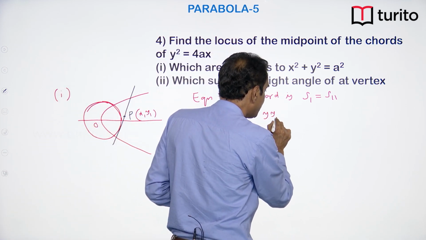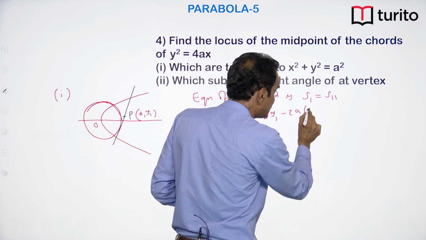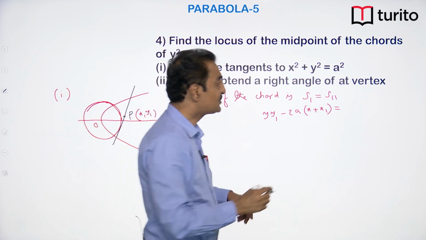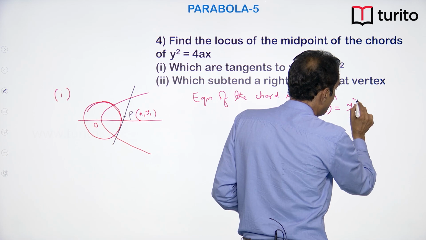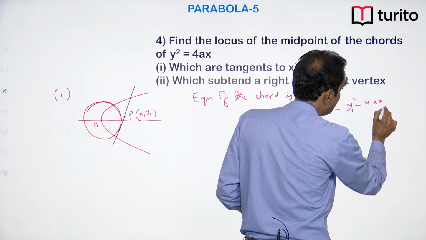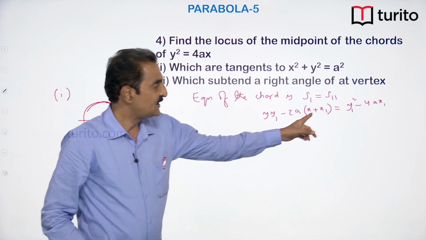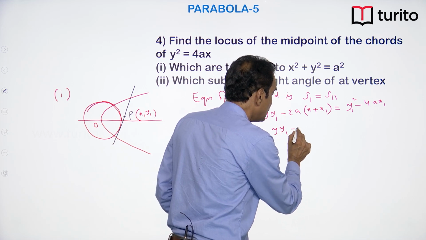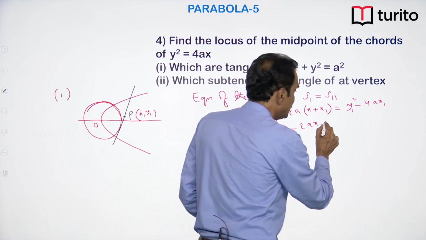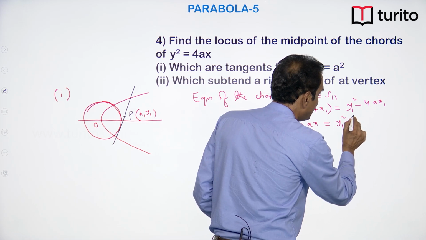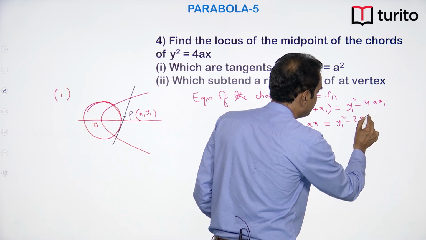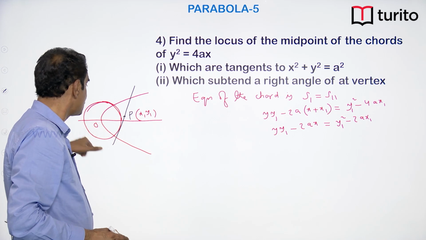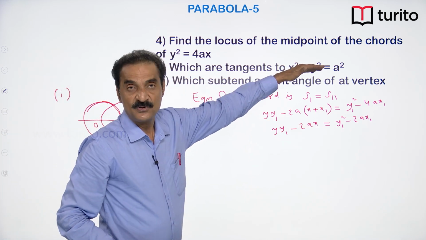Okay. What is S1? y1 y minus 2a into x plus x1 is equal to y1 square minus 4a x1. Cancel minus 2a x1 on both sides. You will get y1 y minus 2ax is equal to y1 square minus 2a x1. Now this chord is a tangent of this circle. So this line is a tangent to this circle.